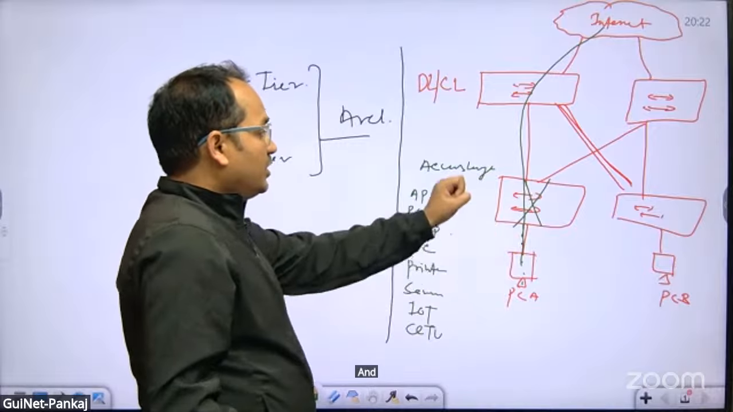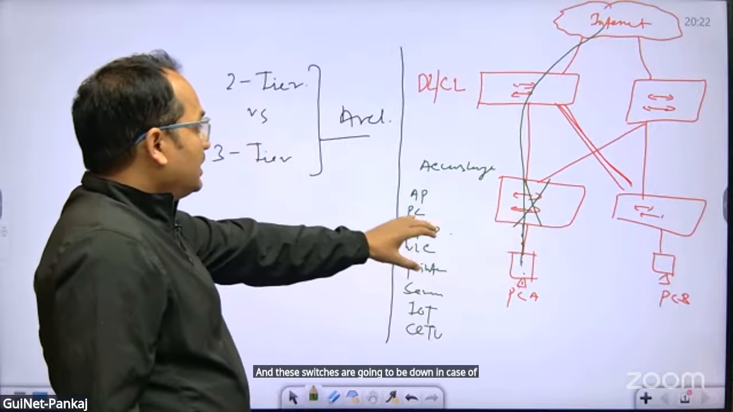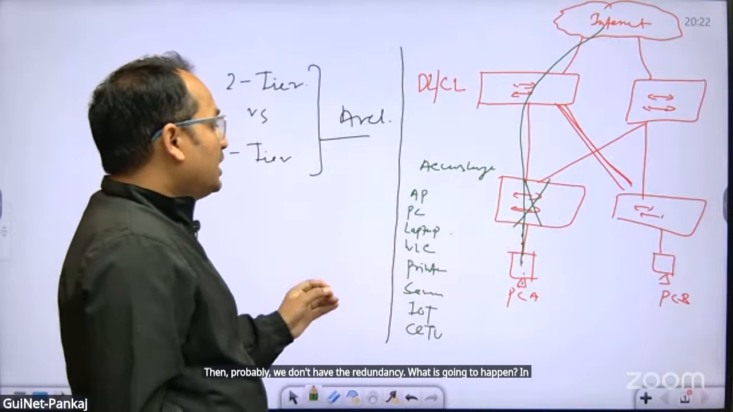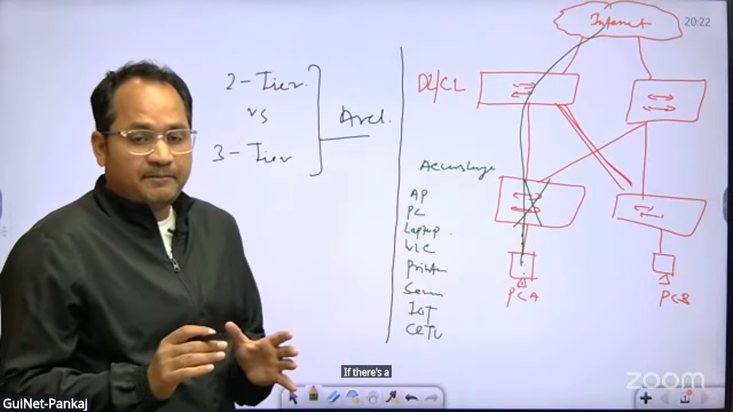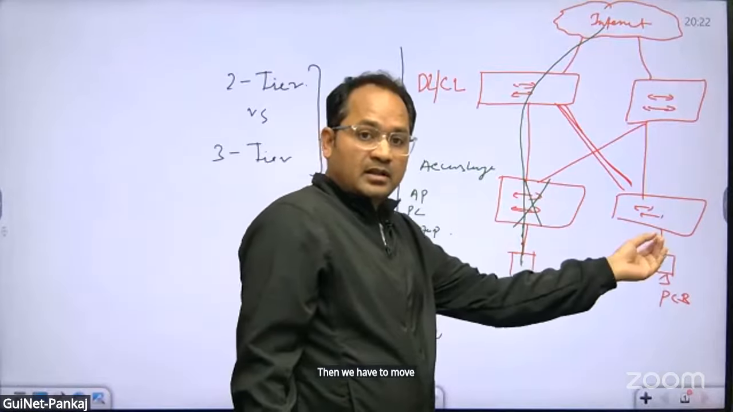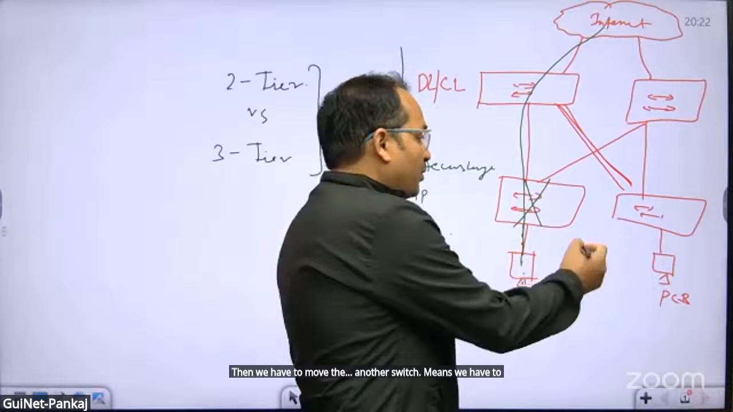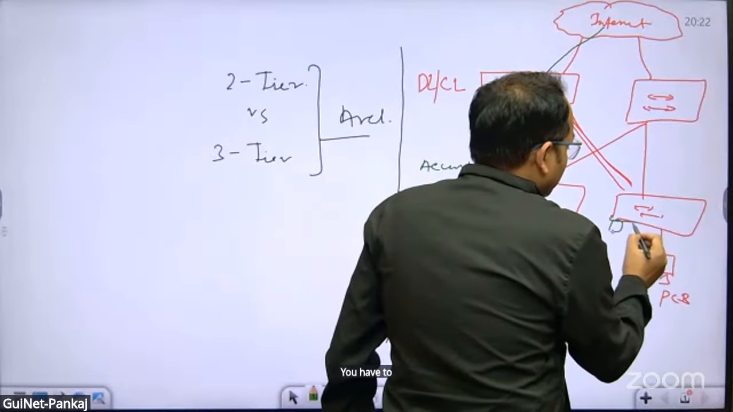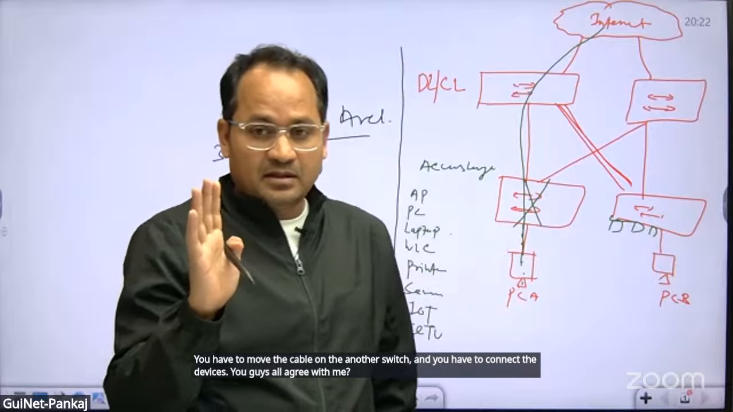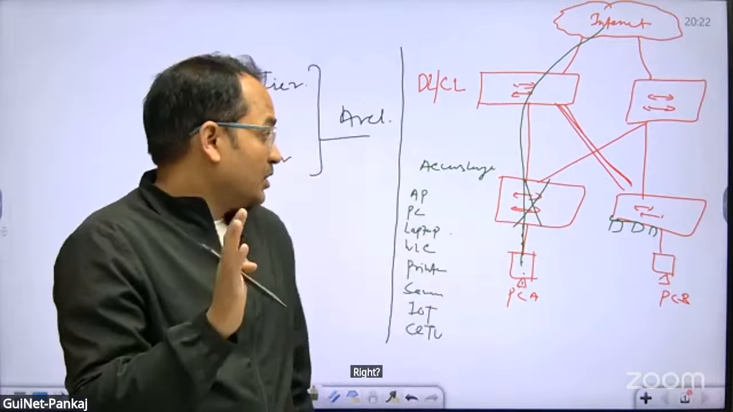If these switches go down for any reason, and we do not have redundancy, what is going to happen? If there is a wired connection, you have to move to another switch. If a port is available, you have to move the cable to the other switch and connect the devices. You guys agree with me? Right? So this is the only way.